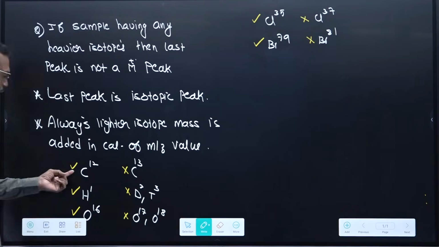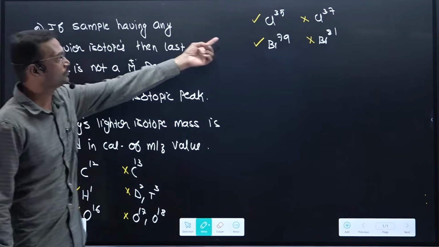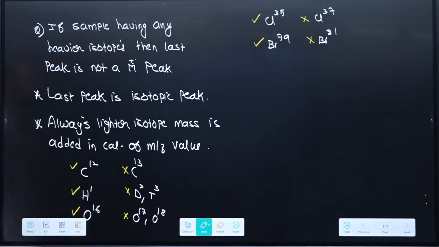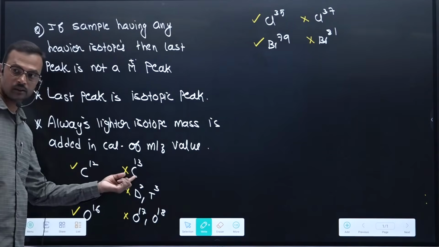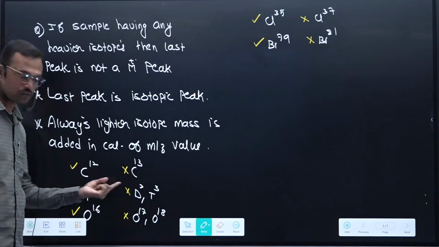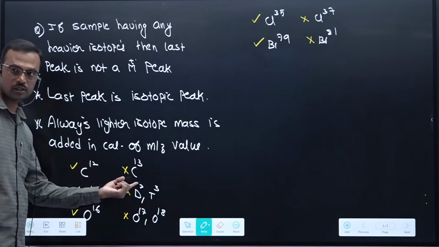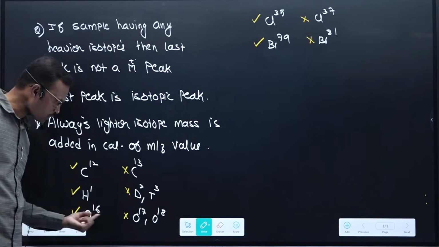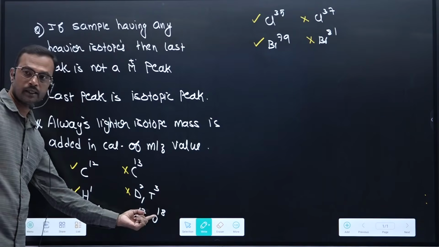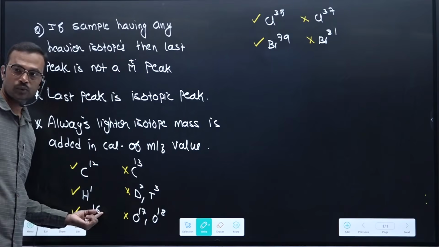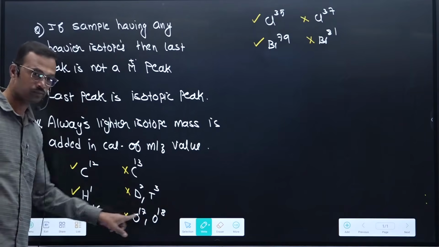So what are lighter isotopes? These all are lighter isotopes. Chlorine 35, bromine 79. Bromine is very, very important. So what is the difference between C12 and C13? 1 or not? So that's why it is called M plus 1. What is M? Molecular ion. This is plus 1. What is the difference between O16 and O18? 16, 18, how much difference? 2. M plus 2.